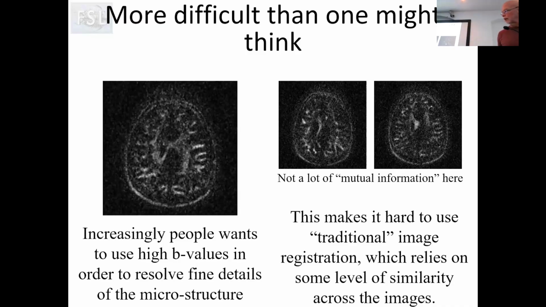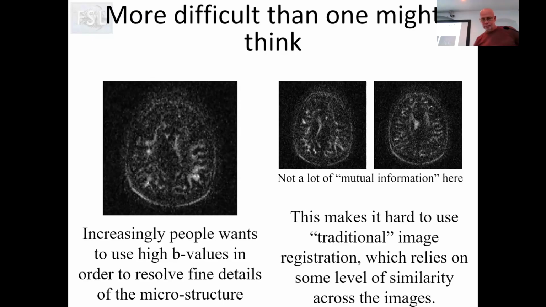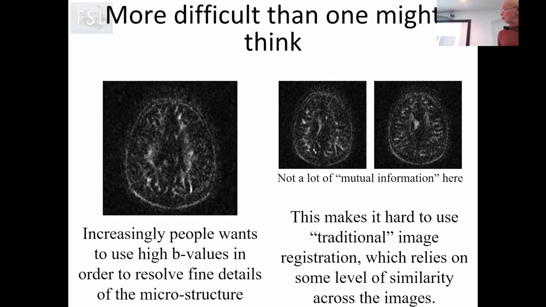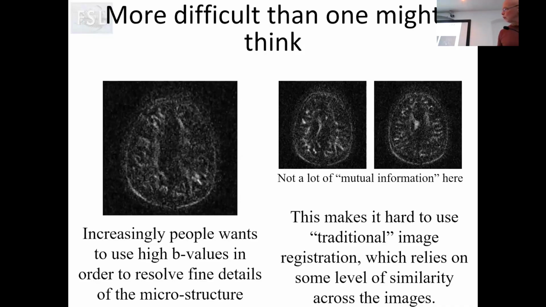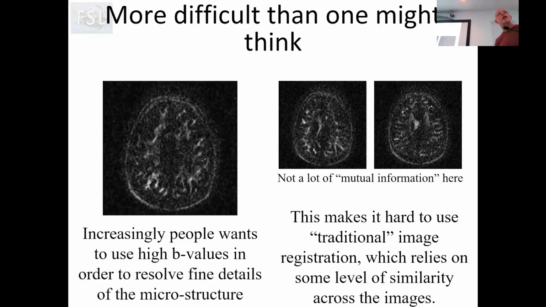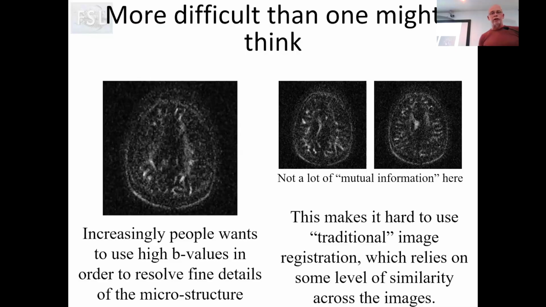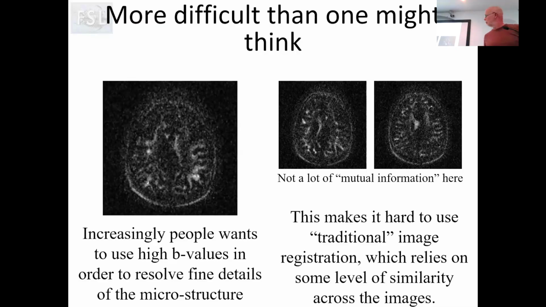Increasingly, people want to use high b-values in order to resolve fine details in the microstructure. And when you're doing that, you also typically want to have high resolution, so you want this to be registered quite well. But if you look at these two images, there's not a lot of mutual information there. So there's not much to drive a registration based on mutual information. And that's sort of the whole idea of it as well. I mean, if we had the same information in these two images, we wouldn't need to acquire both of them. So this is the problem we're faced with. So it makes it hard to use traditional image registration.